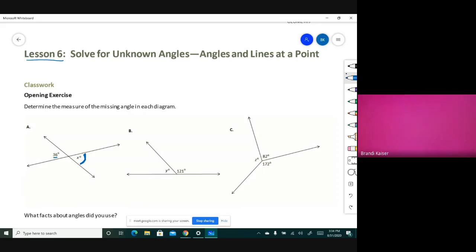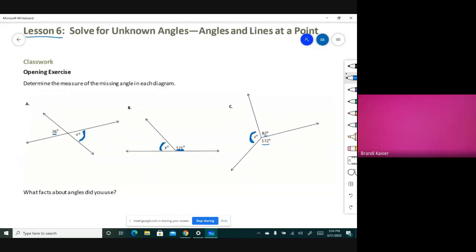In B, they want you to find Y, which is the angle on the left, and all they give you is this 121 on the right. And for C, you're trying to find Z, but they give you 82 and 172. So take a minute to remember what's going on for each of those, and think about what facts you might have used about angles in order to solve. But if you're not sure, that's okay too, because that's what this whole lesson is going to be about. There are different pictures that look like these, and we need to figure out what information we know about angles in order to solve for these.